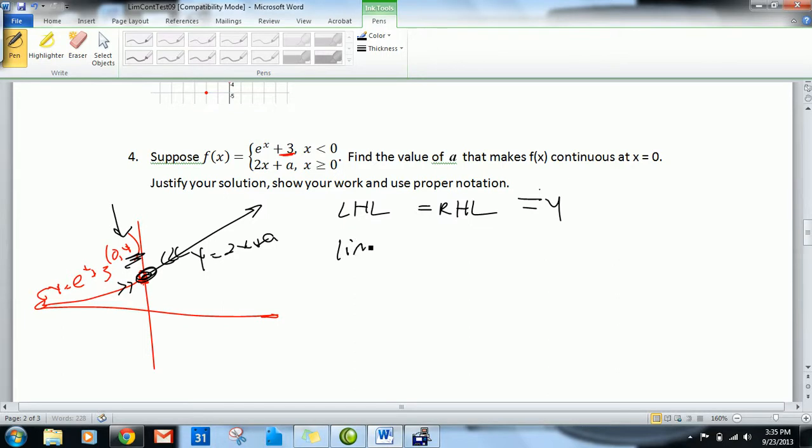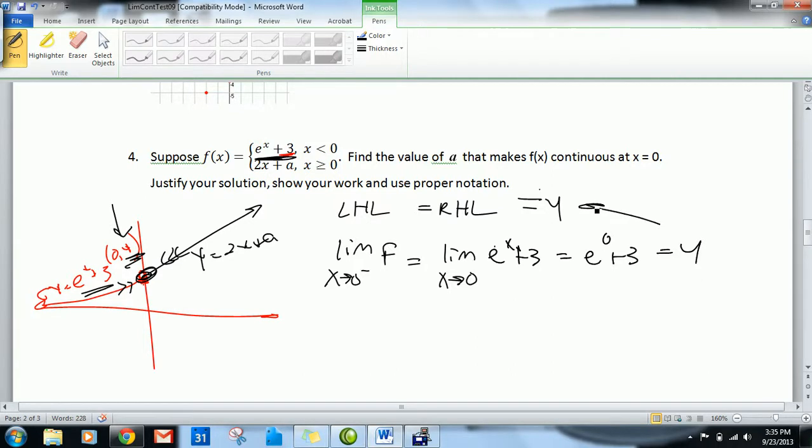The limit as x is going to 0 from the left, we're going to use the left piece, which is e to the x plus 3, right? That's what the function looks like to the left of 0. So I'm going to use e to the x plus 3. I'm going to substitute, bam, right? That's where I'm getting the 4 from, right? It's the left-hand limit, okay? The right-hand limit, therefore, I need to be 4.